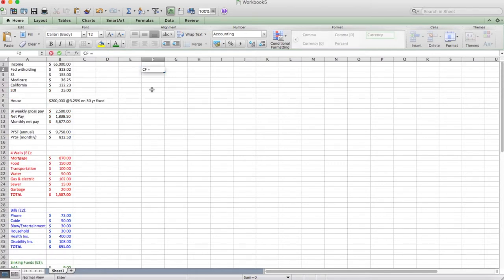Cash flow equals I minus E, income minus expenses. So let's break it down this way. We have income and we have expenses.